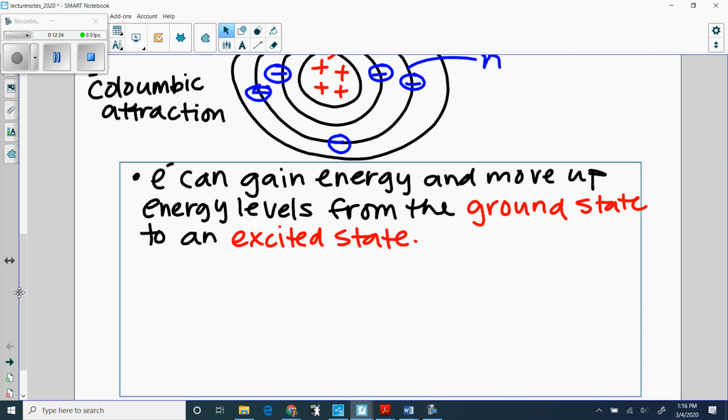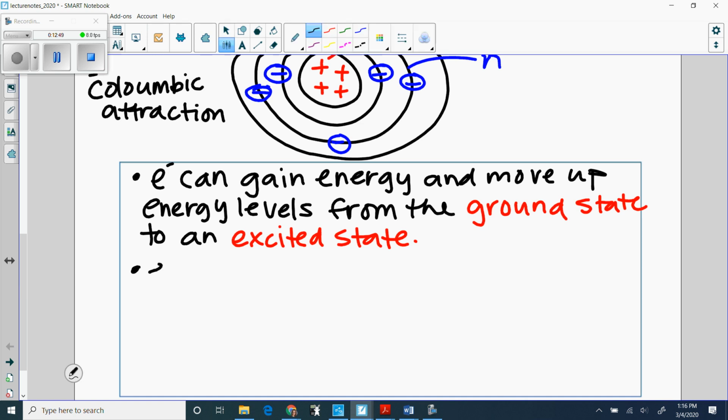The ground state is where they're starting. It's like their home base. But I can give them energy, I can burn them, I can plug them in. A firework would be an example of burning. Turning on a light would be an example of plugging it in. And the electrons are going to gain energy. So maybe this guy jumps up an energy level. Maybe it jumps up 4 energy levels.